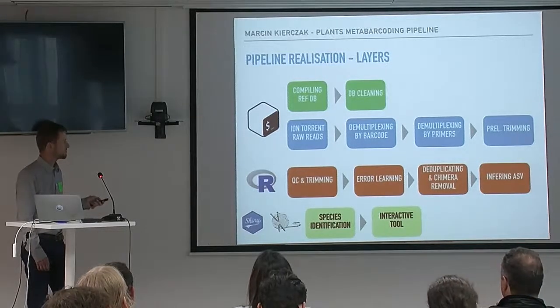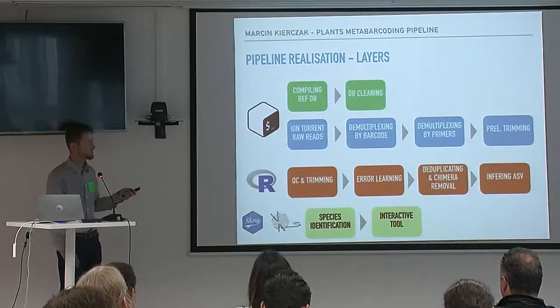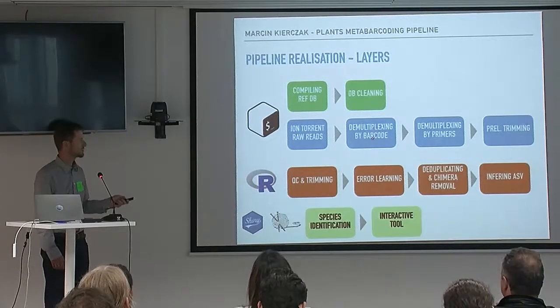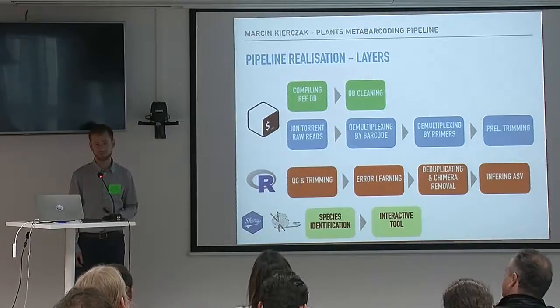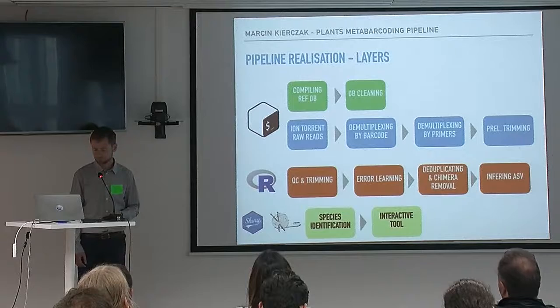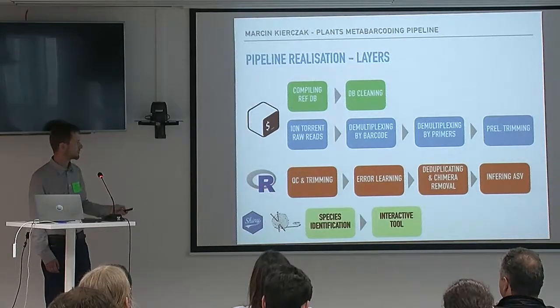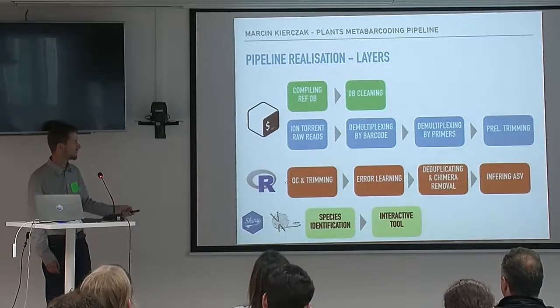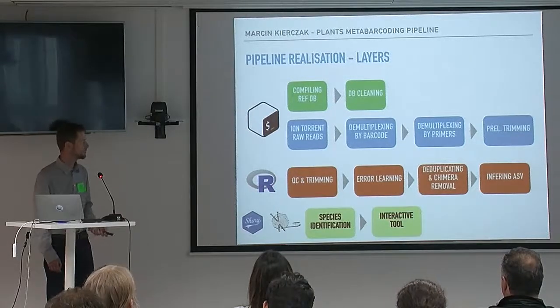Then there is the second layer, which is processing of raw reads. It's nothing fancy; it's standard, in this case Ion Torrent reads. We are demultiplexing by barcode, then by primers, then doing some preliminary trimming and very preliminary quality control. These two layers are realized mainly in Bash. And then I'm migrating the whole workflow to R, entirely R, and I'm doing quality control and trimming.